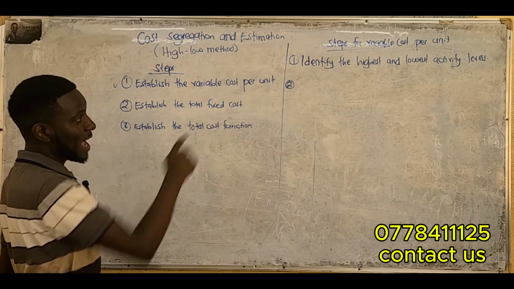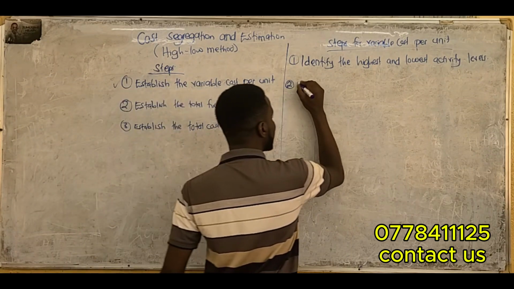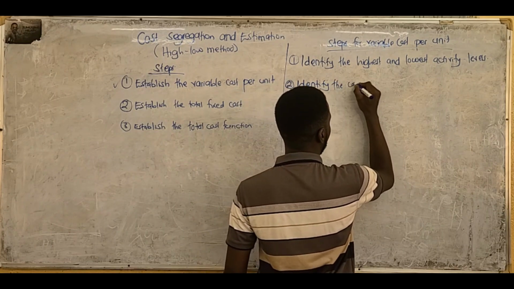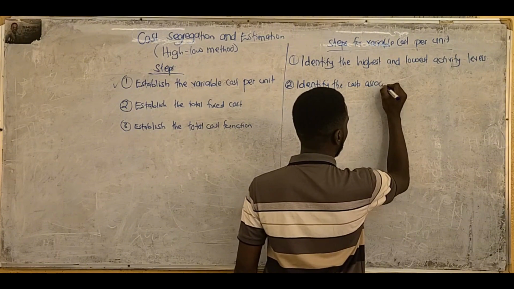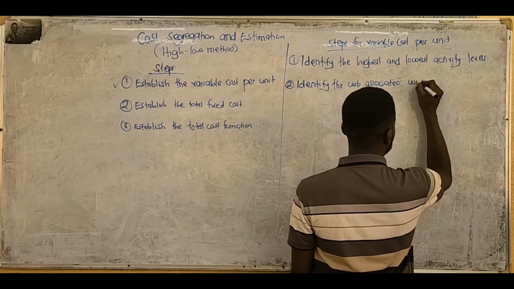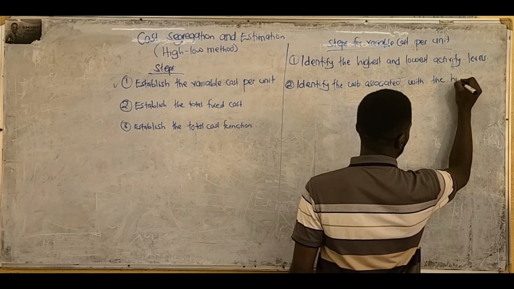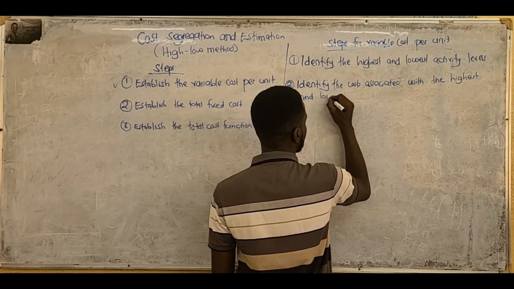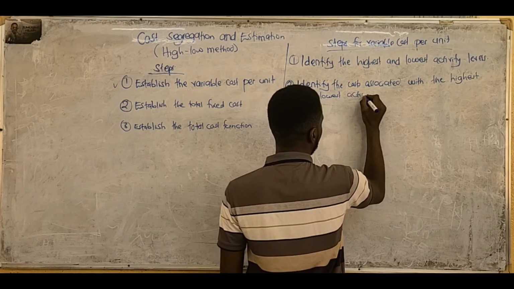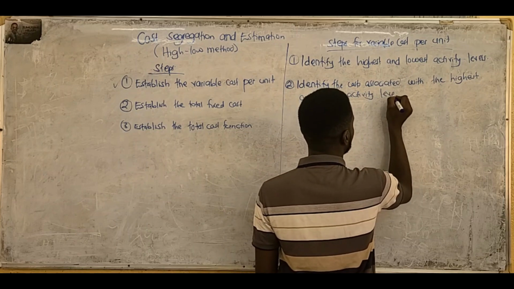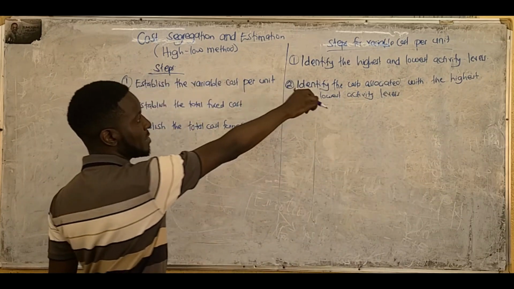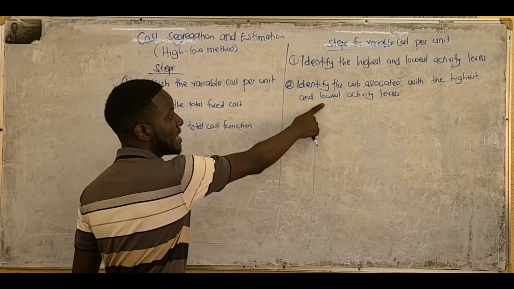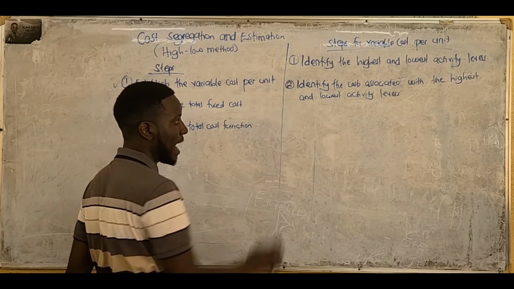After identifying the highest and the lowest activity levels, you identify the costs associated with the highest and lowest activity levels. It means that after identifying this, later on we are going to find the costs which are associated with the highest and lowest activity levels.